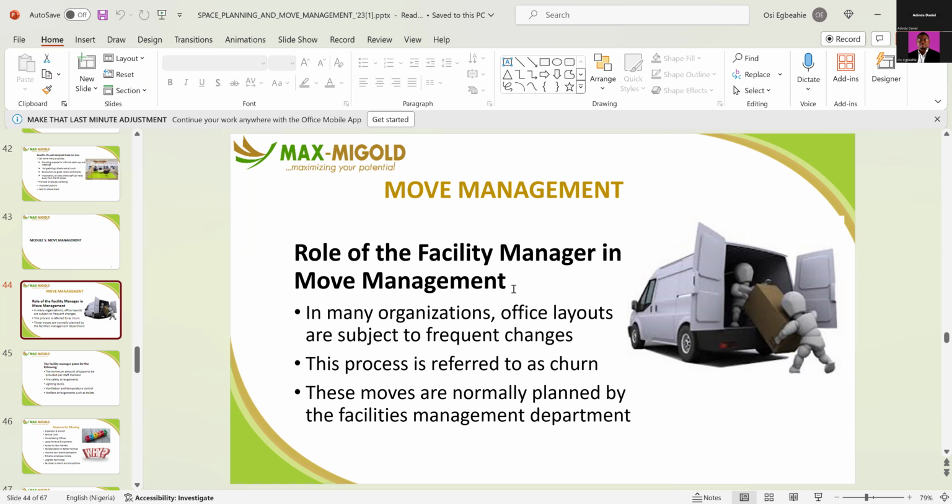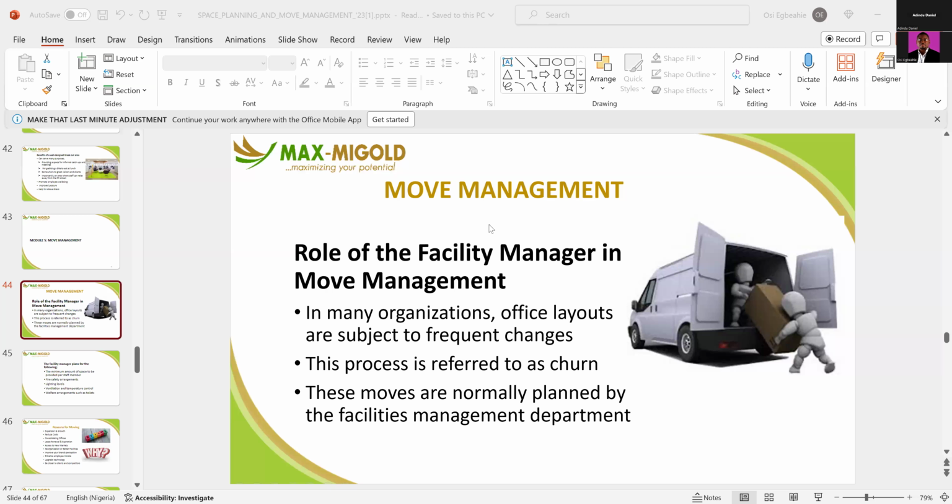The literal word we use is that when you are packing, you are changing apartments. You want to pack from one house to another house. You're moving office from one office to another office. That is move management generally, and this role is basically a facility manager's role. It is very important for the facility manager to know that when there is any form of move, they are the ones that really manage the activities around the move.